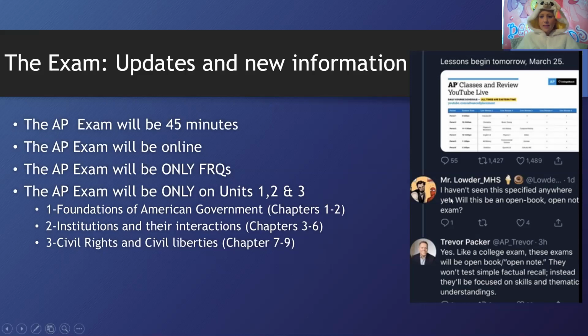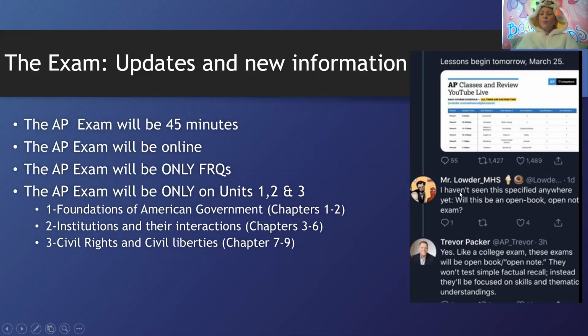All right, and the last thing over here on the right, I've talked about Trevor Packer before. Trevor Packer on Twitter, it's AP_Trevor. He is the vice president of College Board. So anytime anything changes or there is an update, he posts stuff. And I found this thread right here, and I thought it was very interesting.